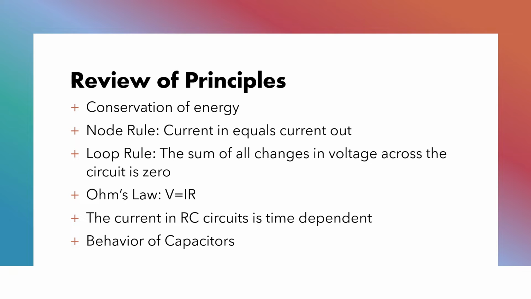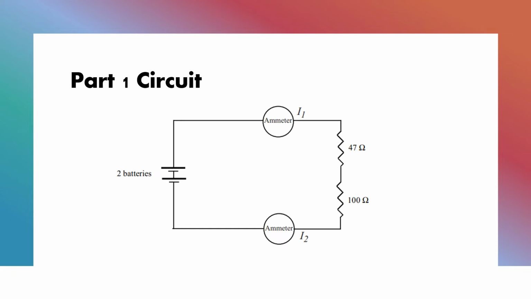The current in RC circuits is time dependent, and capacitors, when not charged, will automatically start charging, and when fully charged, will act like a gap, which makes the circuit act like an open circuit. And when the source is disconnected, it will start discharging until it is completely empty and will act like a wire with no resistance. This is a circuit diagram for part 1.